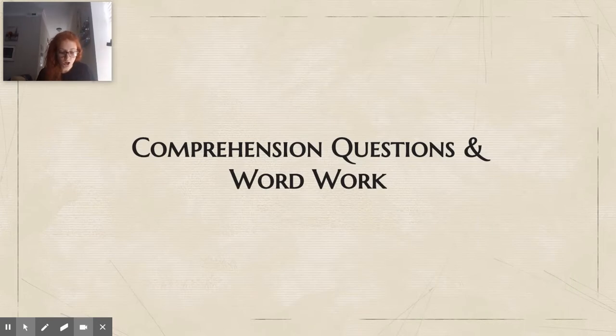All right, guys, comprehension questions and word work, and then we're done. All right, so describe the gods and goddesses of ancient Egypt. What did most of them look like? Most of them look like people or animals or a mixture, right? And what did the ancient Egyptians believe the gods and goddesses did? Take care of the people and created parts of the world, right?